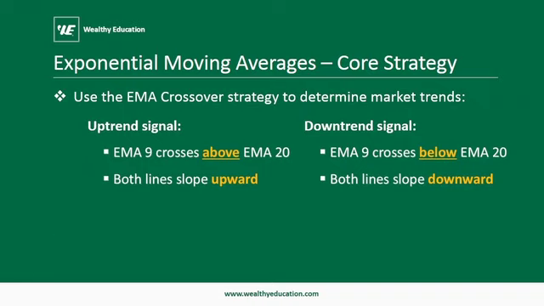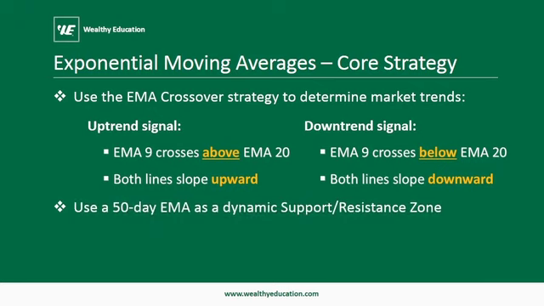Okay, the second strategy is to use a 50-day exponential moving average as a dynamic support or resistance. Here's what you need to take into account. When prices are above the EMA 50, this moving average can act as a support that helps push the price up. So this means when prices cross above the 50-day EMA, the uptrend signal will be stronger, and there will be a high chance that the price will go up soon.